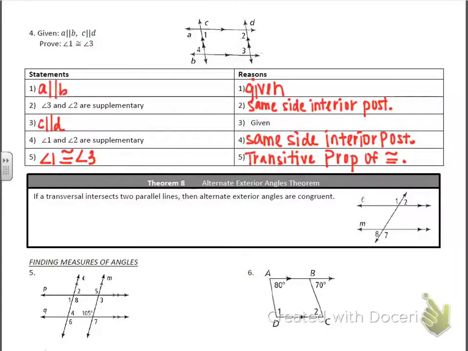Last theorem that I'm going to give you for today is the alternate exterior angle theorem. The alternate exterior angle theorem says if a transversal intersects two parallel lines, then alternate exterior angles are congruent. So, for example, angle 1 is congruent to angle what? 7. Okay. Angle 2 is congruent to angle 8.